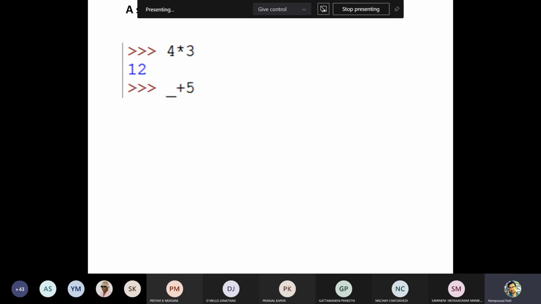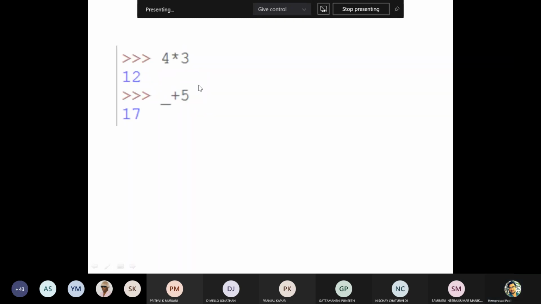This is a typical one. So this underscore, it will store the last answer. In interactive Python, it will store the last answer. So if you type 12 plus 5, that is 17... answer will be 17. Okay.